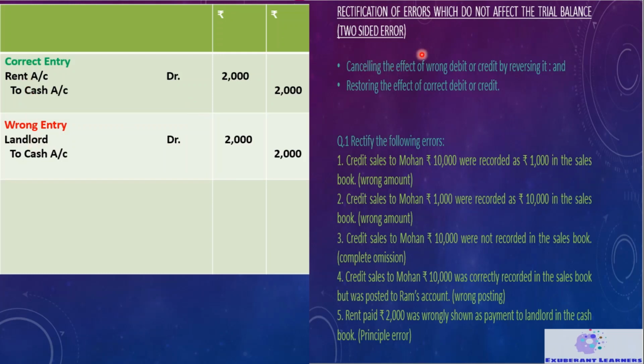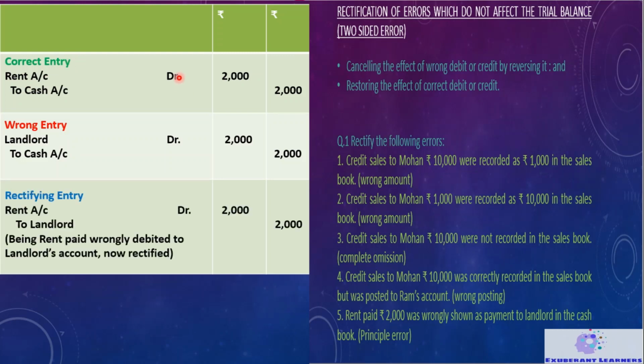So same, move to this thing, cancelling the effect of the wrong debit by reversing it. The wrong debit is this. So how to rectify, how to cancel this effect? By crediting this. Okay, and this is the correct one. So restore the effect by debit or credit. So this is the correct one, you need to write this as a correcting debit. So the rectifying entry will be rent account debit to landlord, that is 2,000.